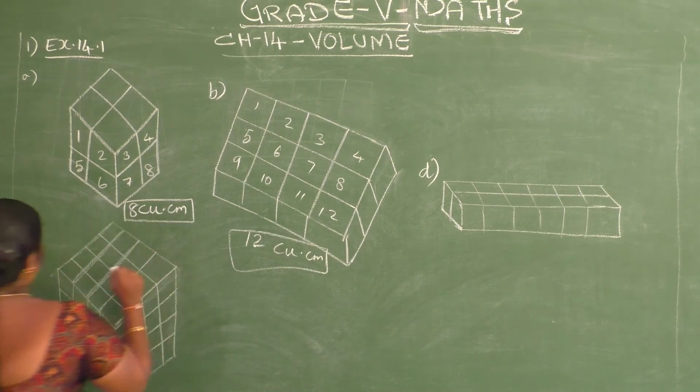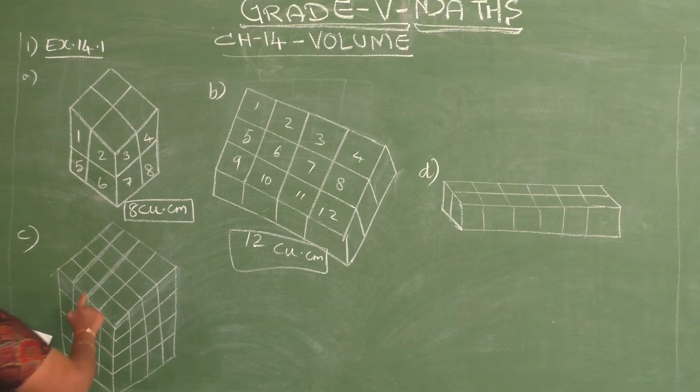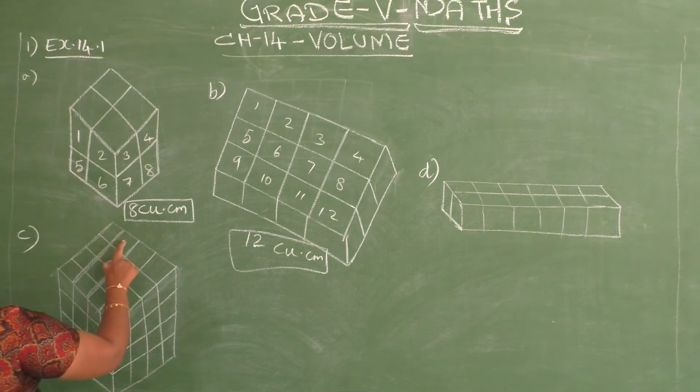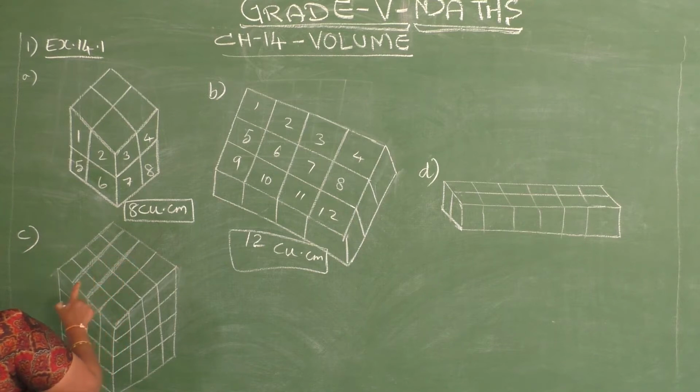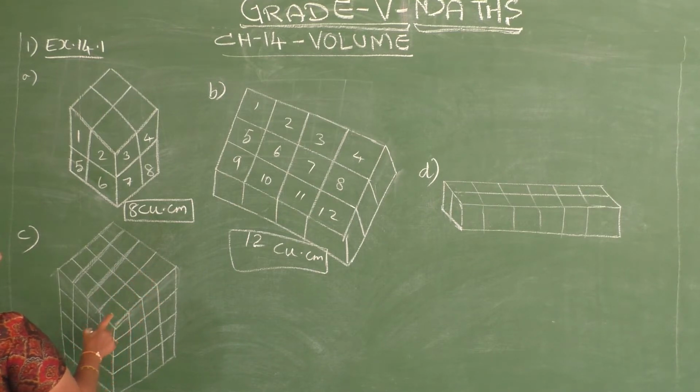C1. I drew the C picture here. C1 is the biggest one. First you have to count how many boxes there are in the up and down layer, also how many rows they give and how many layers they give. 1, 2, 3, 4 layers they give. Okay, listen. 1, 2, 3, 4, 5, 6, 7, 8, 9, 10, 11, 12, 13, 14, 15, 16.